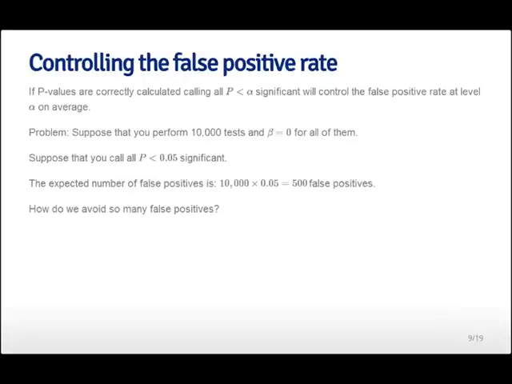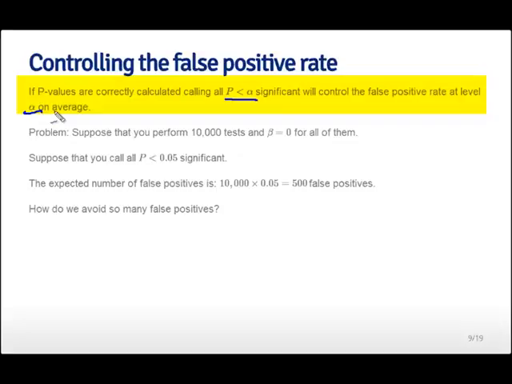If p-values are correctly calculated, you can actually just use the p-values that you've calculated directly and call all p-values less than some threshold alpha, where alpha is between 0 and 1, to be significant. That will actually control the false positive rate at level alpha on average. In other words, the expected rate of false positives is less than alpha.